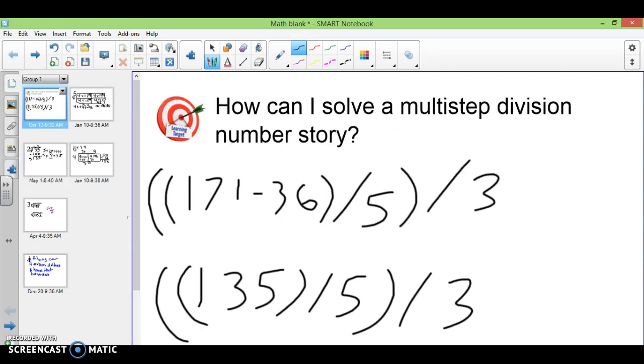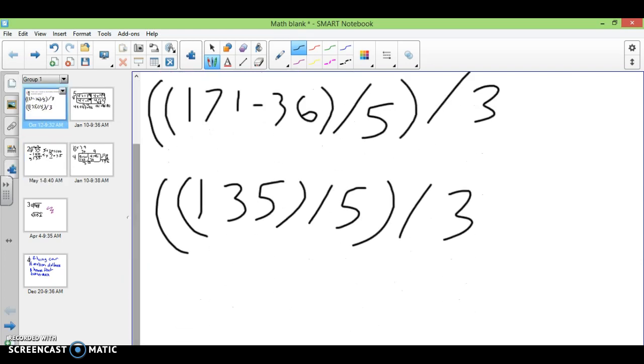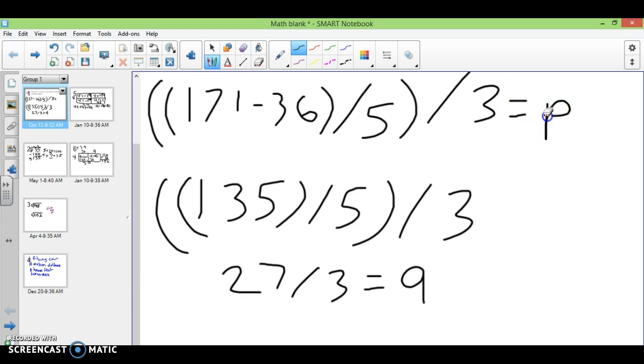So let's go back here. So now I have 27 divided by 3, which is 9. The mistake I made up here was not having a letter for the unknown, which would be P. So I know that each boy for this problem made 9.